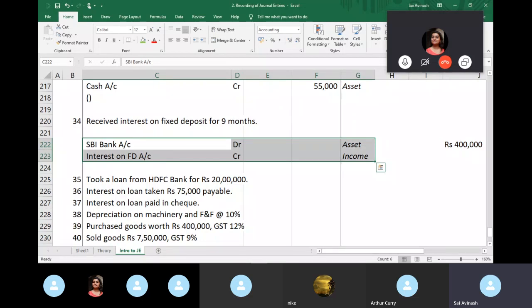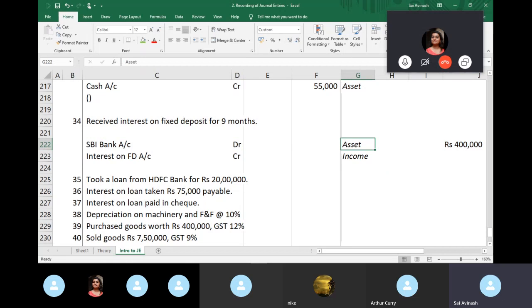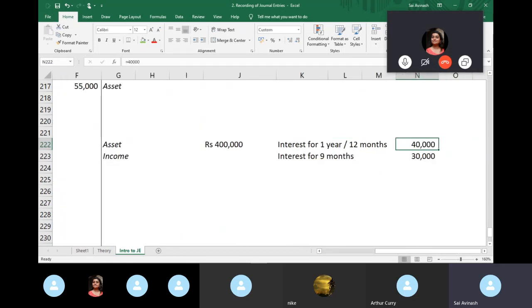Next, I know that I have a deposit of 4 lakhs, that's point A. The interest rate for 12 months per annum is 10%, that's point B, which means for 12 months the interest receivable is 40,000, 10% of 4 lakhs. If for 12 months I have to receive 40,000, then for 9 months I do the calculation 40,000 into 9 by 12. Okay, which means for 9 months, the interest I will be receiving is 30,000 rupees.